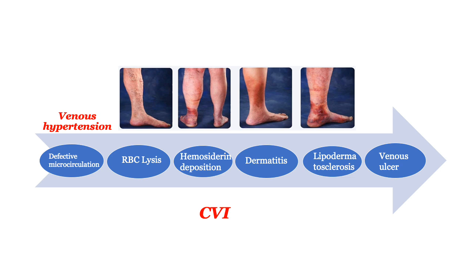So, to repeat, chronic venous hypertension through these two theories will lead to defective microcirculation in the skin and subcutaneous tissue. This defect in microcirculation will lead to RBC lysis, hemosiderin deposition, and finally skin changes of CVI will develop.